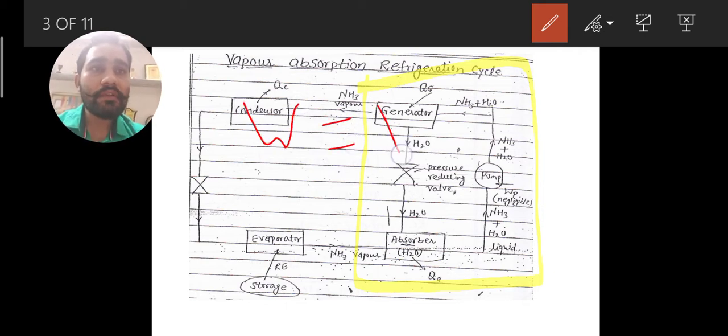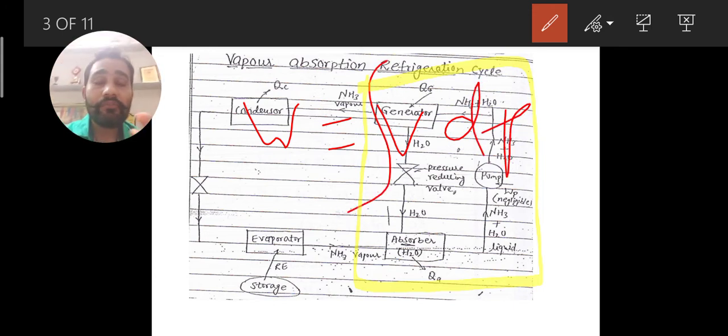We know that work input is given by VdP, where V is the specific volume, and if the specific volume is higher, that means we have to put in a larger work input. A gas always has a higher specific volume than a liquid, and here in this case we are using a liquid. That means instead of a compressor, we are using a pump, and we are providing less power input. That means it is an energy efficient system.